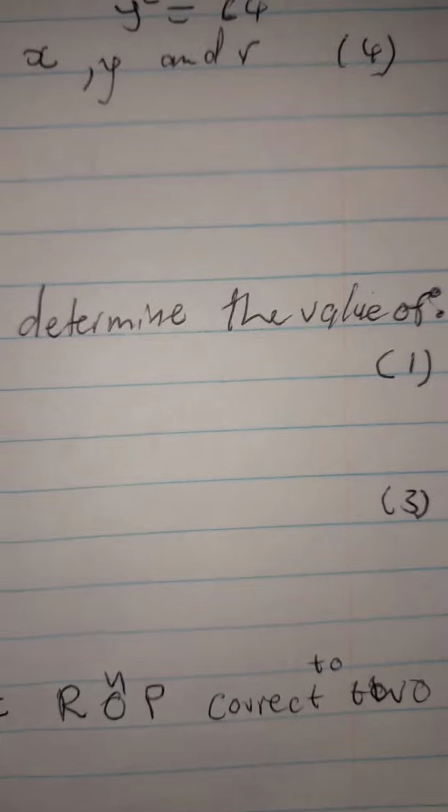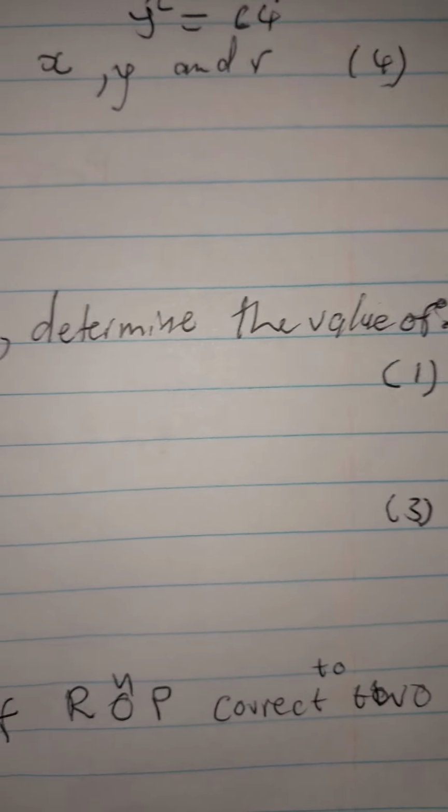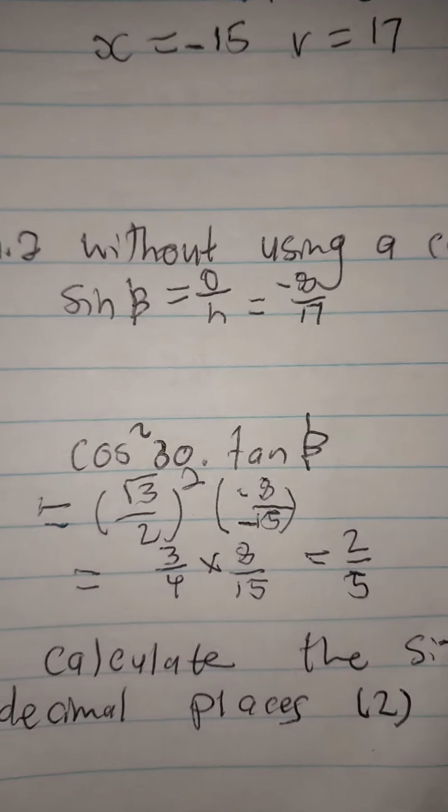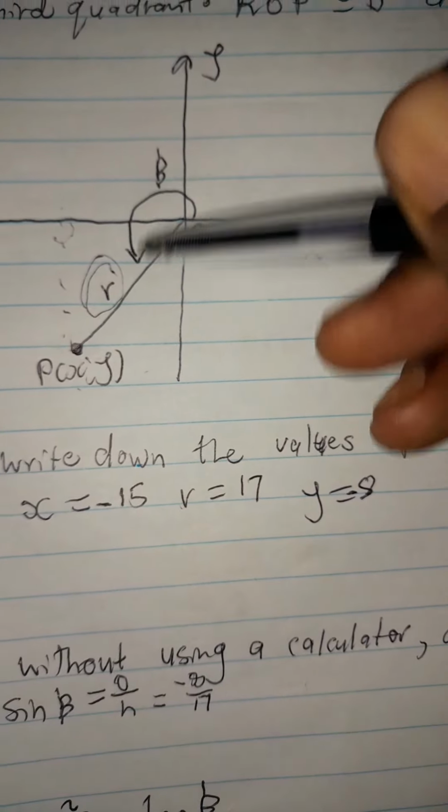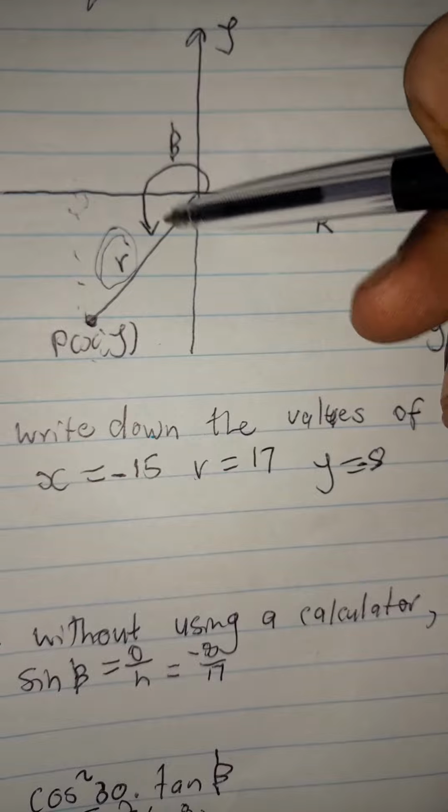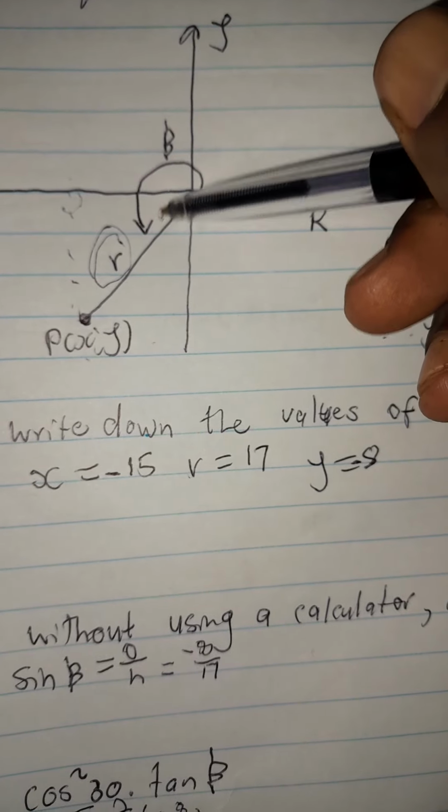Correct to 2 decimal places. So this usually is going to be 2 marks, right? Correct to 2 decimal places. So they're actually looking for this beta, and they're actually looking for this beta. Remember, the angle is placed here.